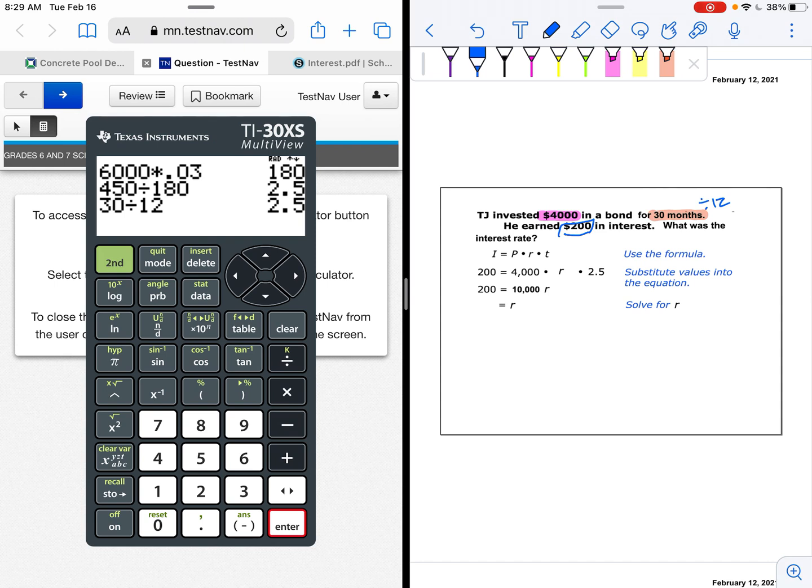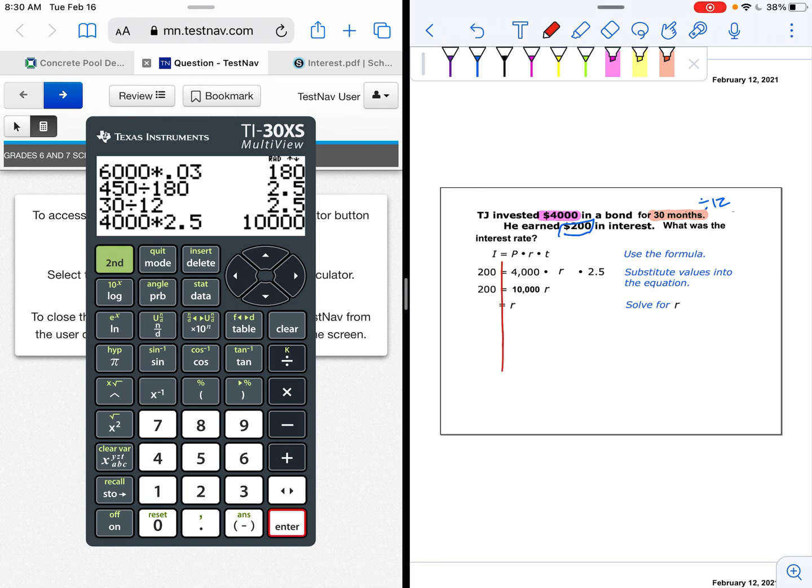Okay, so I'm just going to fill in what I know. I know the amount invested is the principal. I don't know the rate. I do know the time. Again, I'm going to do the math that I can. So I can do the 4,000 times the 2.5, because that's the years. And that's where the 10,000 comes from.